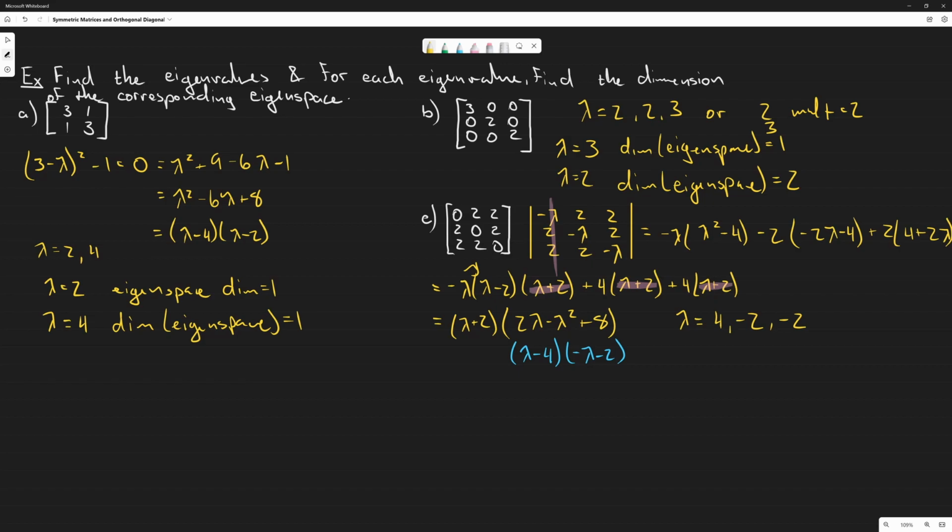So our answer is, for lambda equal to 4, the dimension of the eigenspace will be equal to 1. And for the lambda equal to negative 2 case, because it is seen twice, the dimension of the eigenspace will be equal to 2.